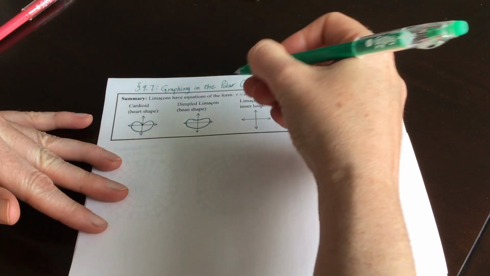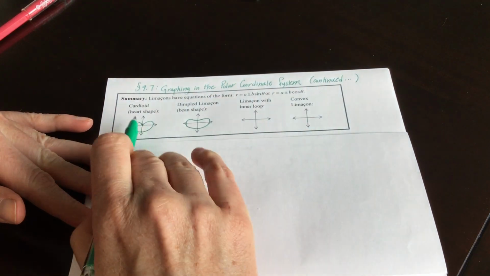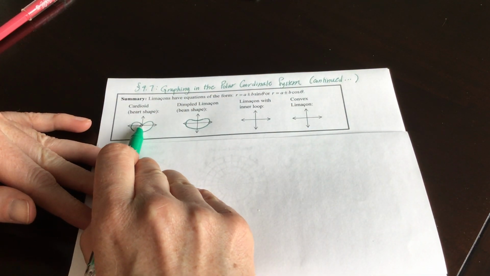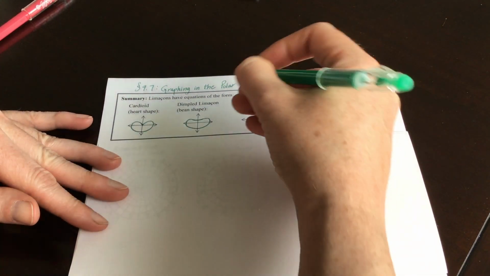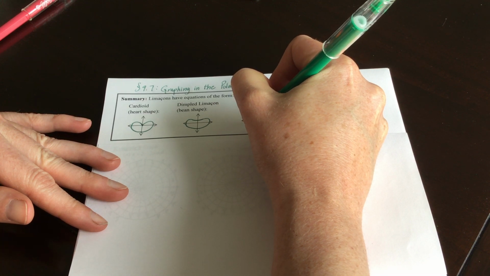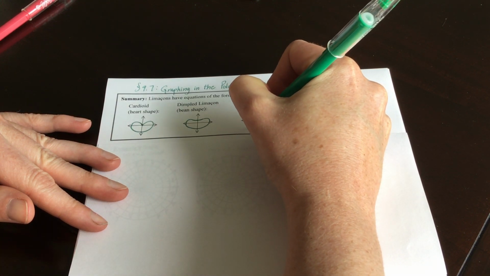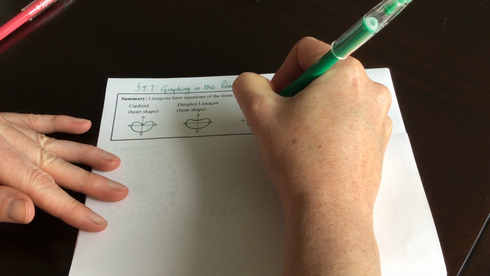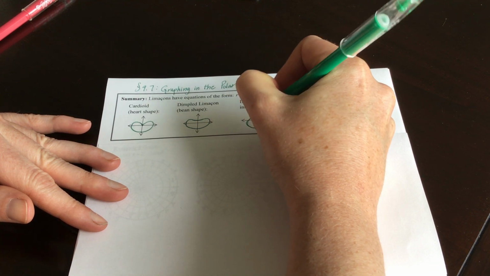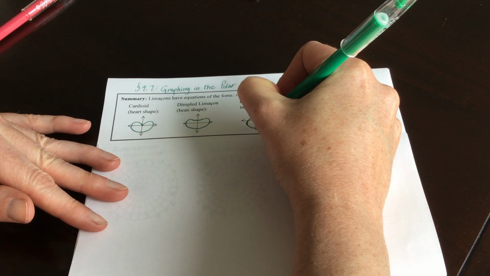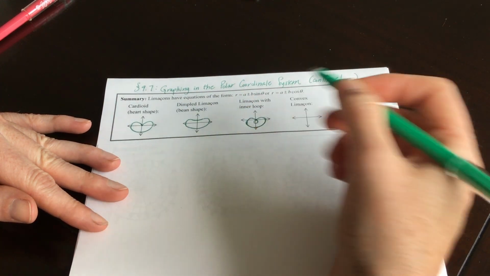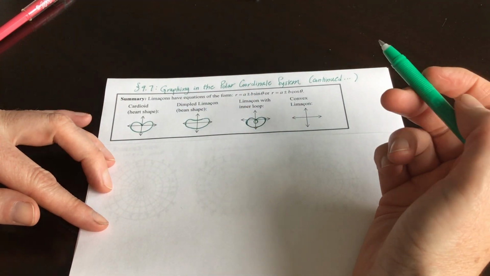Okay, a limacon with an inner loop looks a lot like a cardioid. It has an extra little inner loop here, maybe like this, something like that. Again, it's very rounded at the bottom.